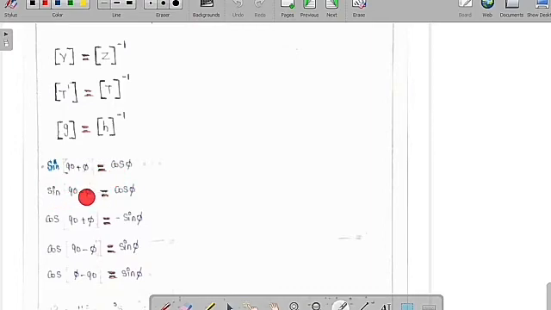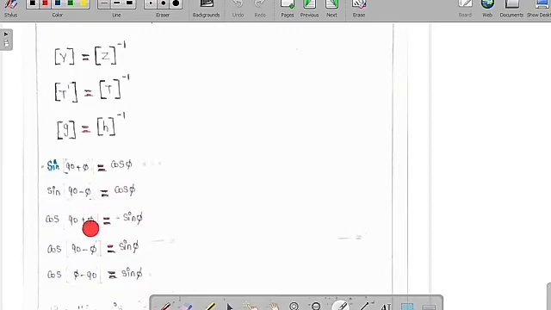Sine of 90 minus phi. Whenever there is a 90, sine changes to cos. And 90 minus phi is in the first quadrant. In the first quadrant everything is positive, so you keep your plus sign.